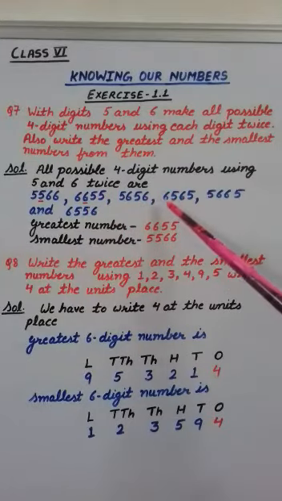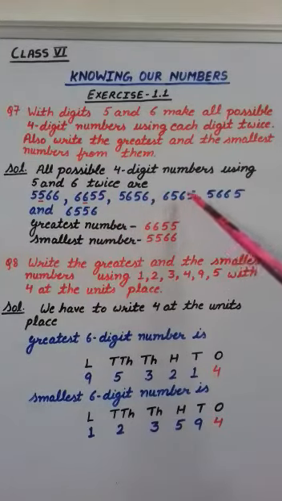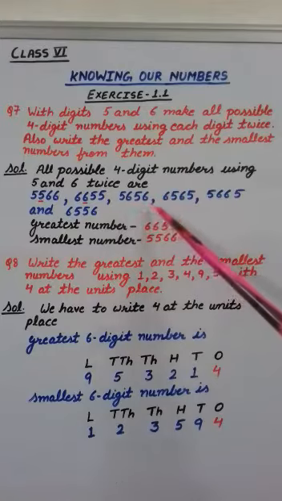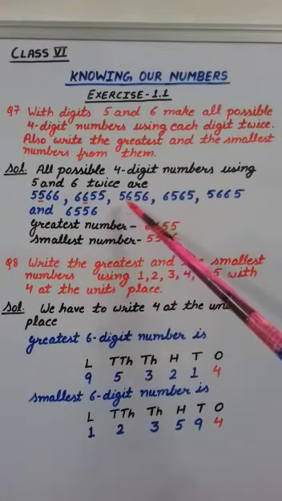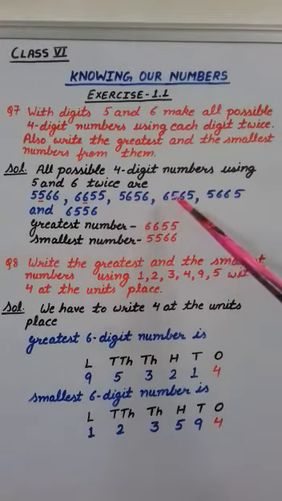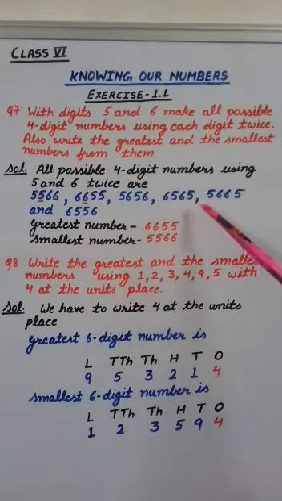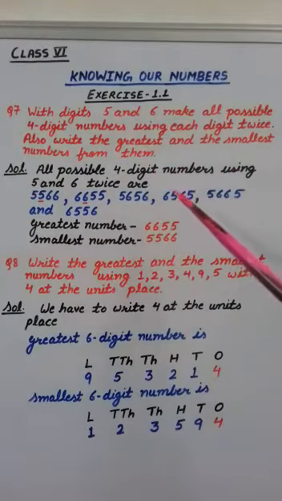Now the third number, I have written it like this, first 5, then 6, then 5, then 6. And here, first 6, then 5, then 6, then 5. So the numbers are 5,656 and 6,565.